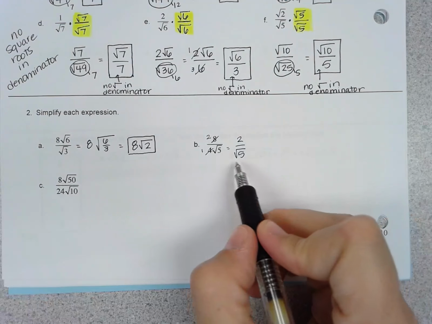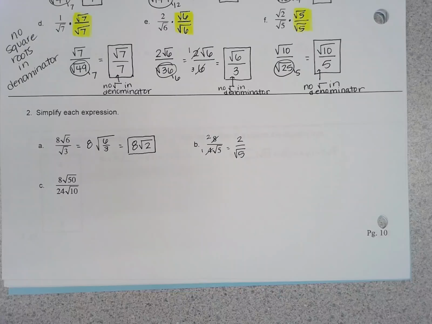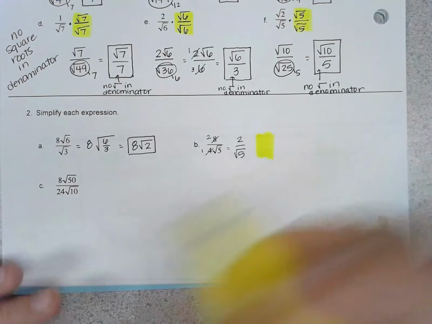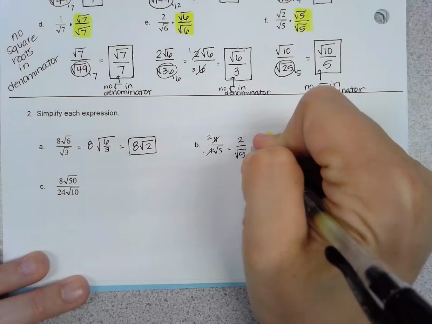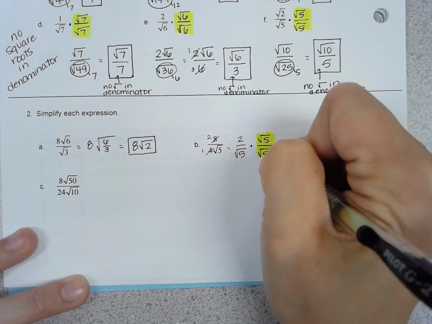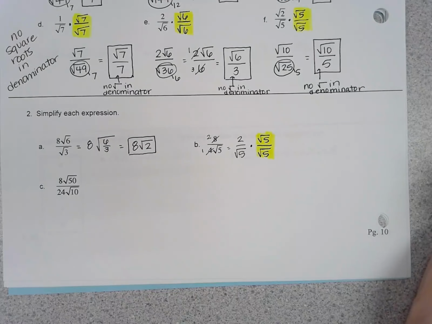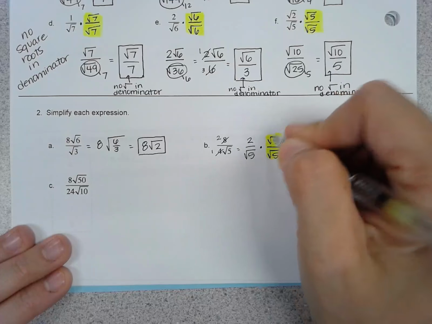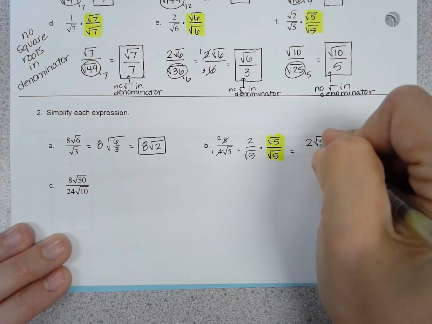But then notice that you still have the square root of 5, and it's still in the bottom. There's no way to get rid of that unless you rationalize the denominator. So I'm going to multiply this by the square root of 5 over the square root of 5. I always multiply by whatever square root was in the bottom, and then 2 times the square root of 5 is going to give me 2 square root 5.